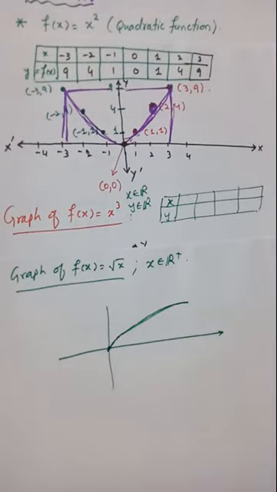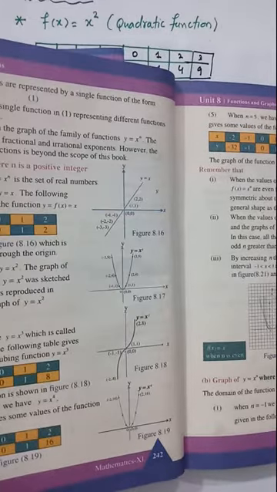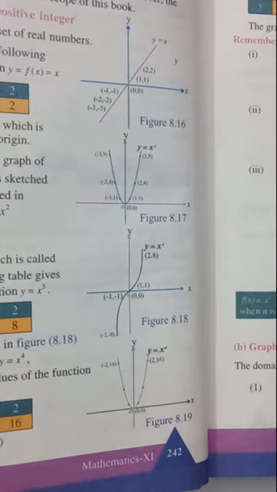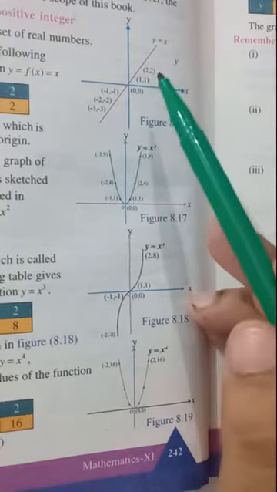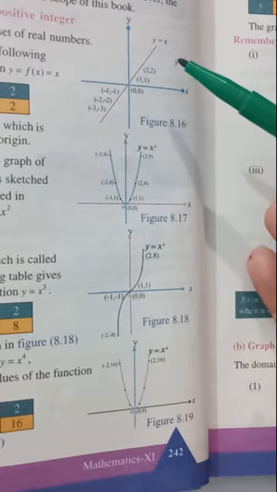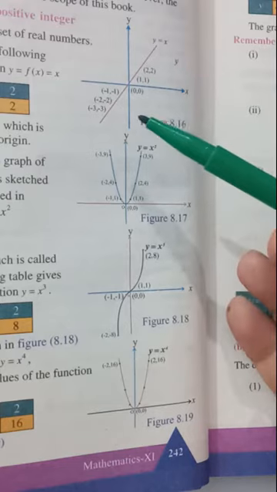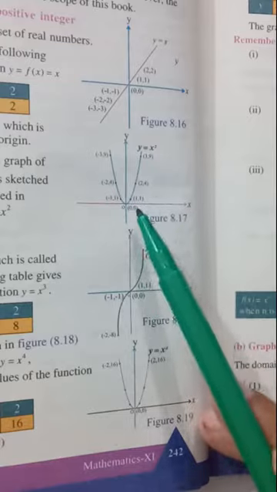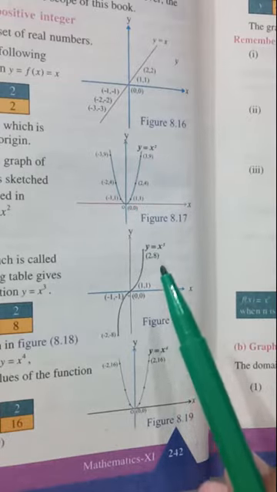Now we generalize these things. So in general, you clearly see it from here. When y is equal to x, this is the graph, a straight line. This is a homogeneous linear equation because b is 0, so that's why it will always pass through the origin. When y is equal to x square, the U shape will be the graph.